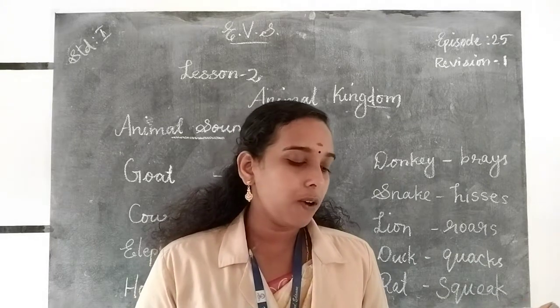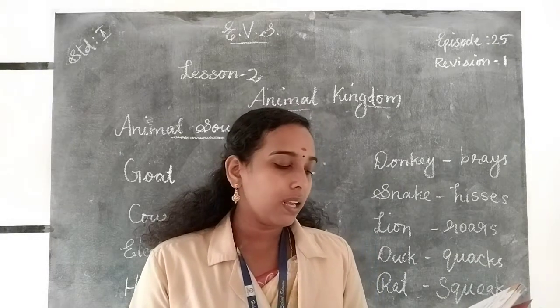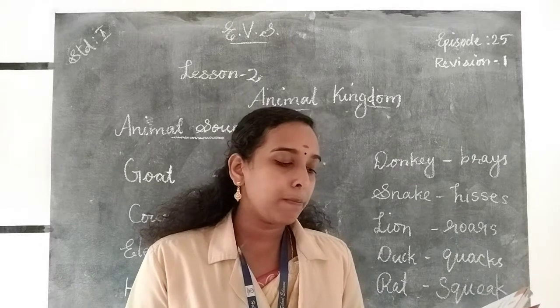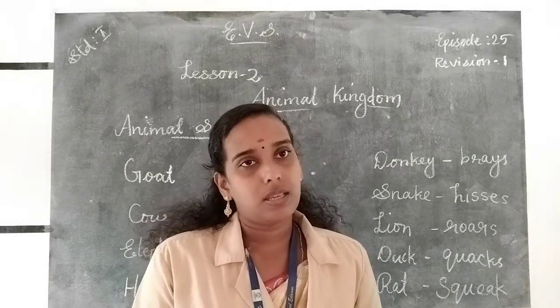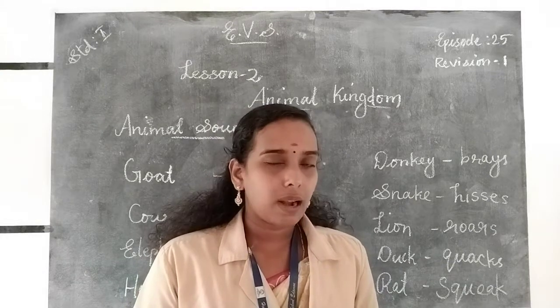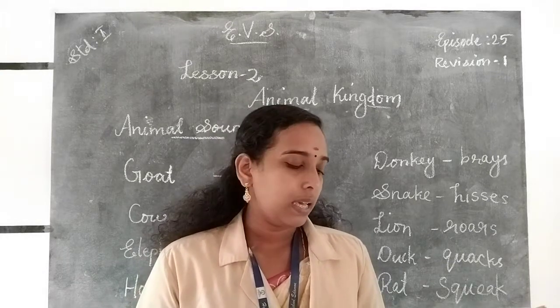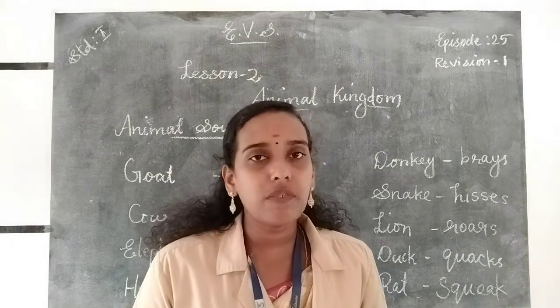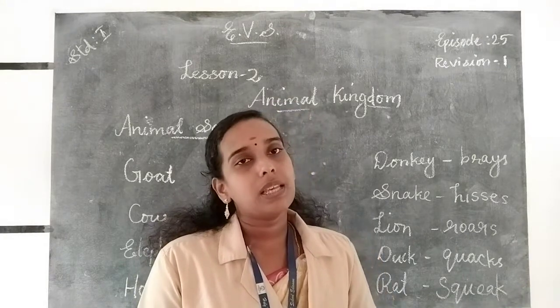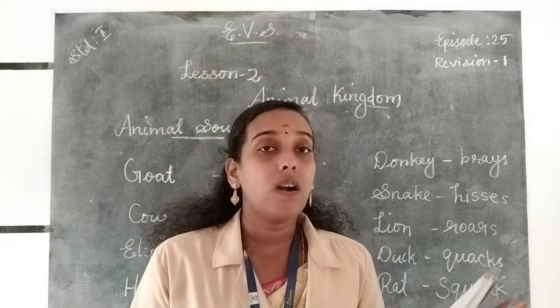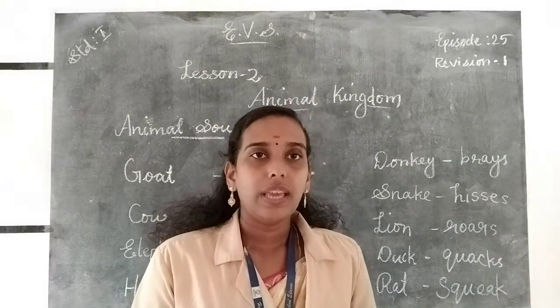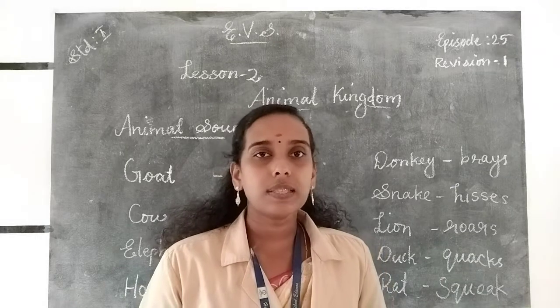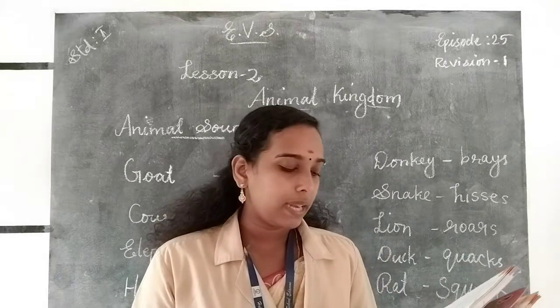Then write true or false. First question, all animals can be kept as pets. Is it true or false? It's false. All animals cannot be kept as pets. Then second question, hens can live in water. The statement is false. Hens live on land. A lion is a wild animal. Is it true? Yes, the lion lives in forest, so the lion is a wild animal.